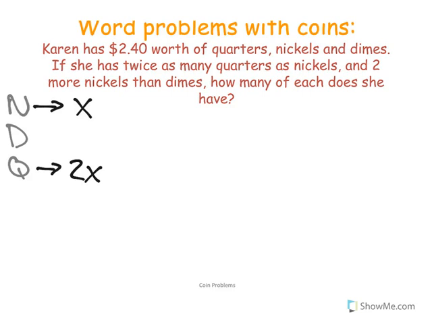Now she's got 2 more nickels than dimes. Now this is where we have to do a little thinking. She's got 2 more nickels than dimes. So we can't put x plus 2 for dimes. That would mean she has 2 more dimes than nickels. So let's unwrap that sentence. If you have 2 more nickels than you have dimes, then you have 2 less dimes than nickels. So my number of dimes is x minus 2.